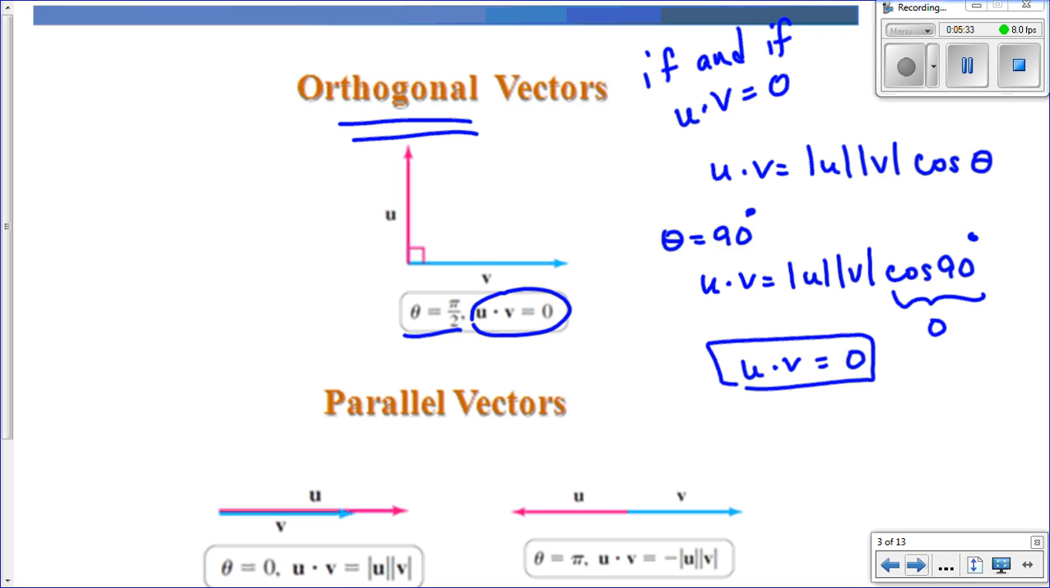Now parallel vectors, recall parallel vectors means that one of them is just a multiple of the other.